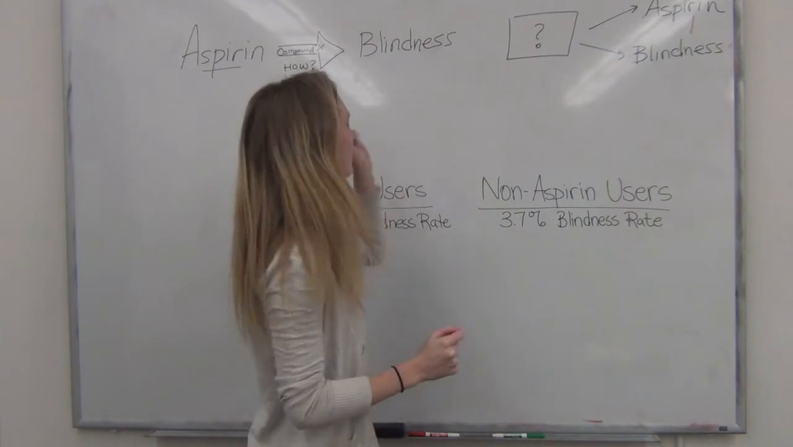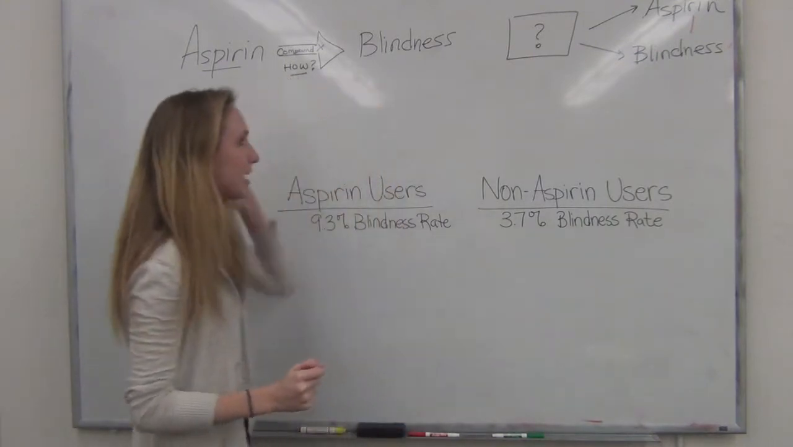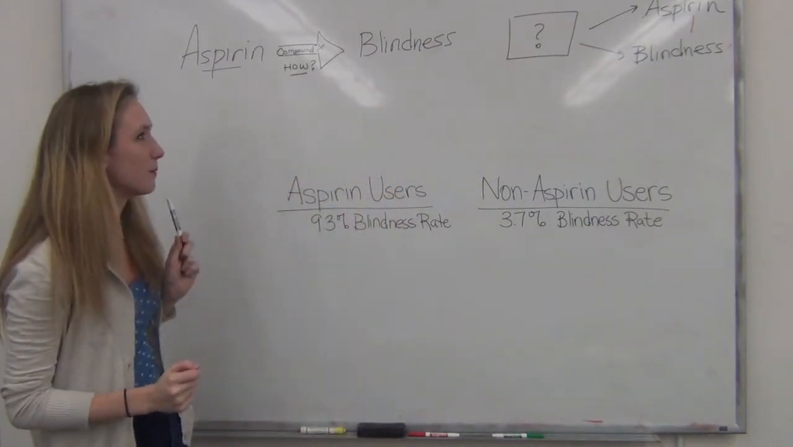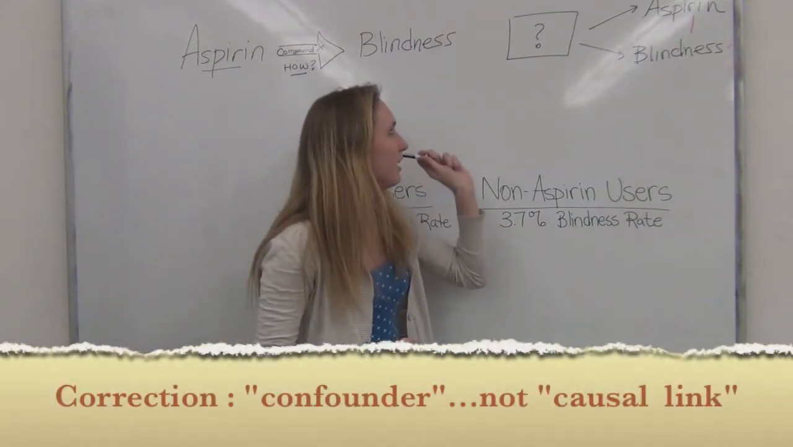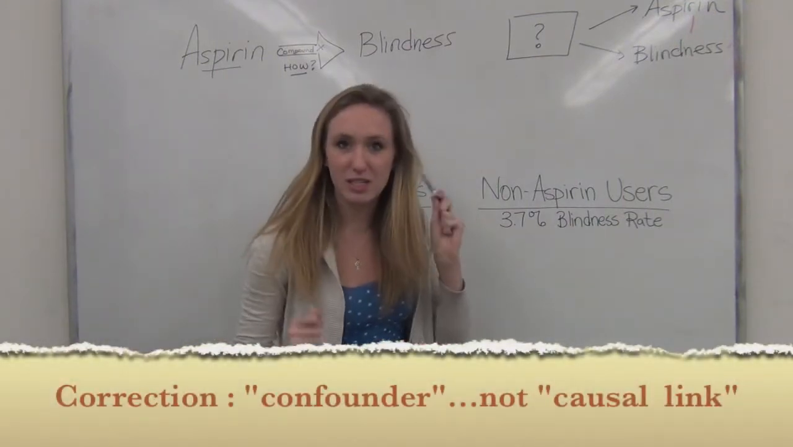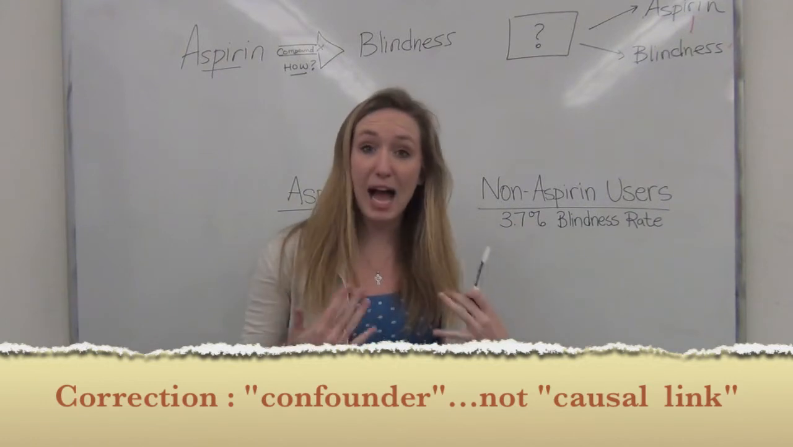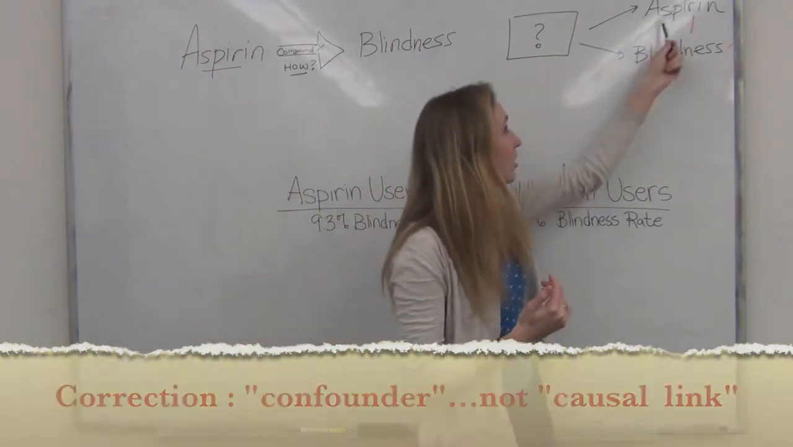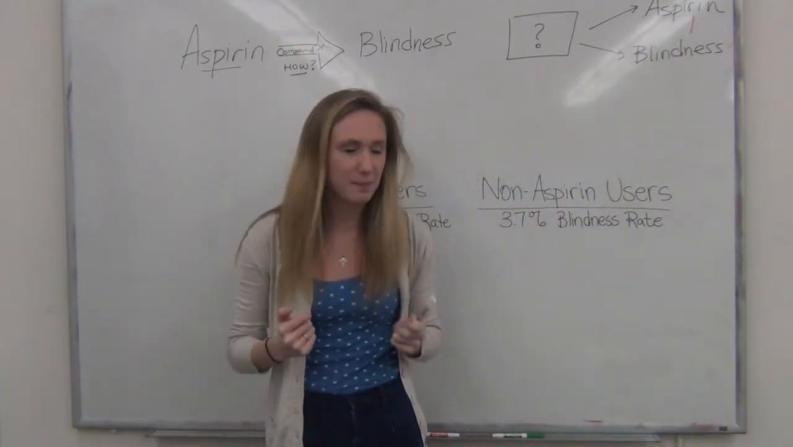They see high rates of blindness in people who take aspirin, so they immediately come to this conclusion. Well, a confounder is some other variable that's lurking out there, hiding behind aspirin, making it look like aspirin is responsible for the blindness.